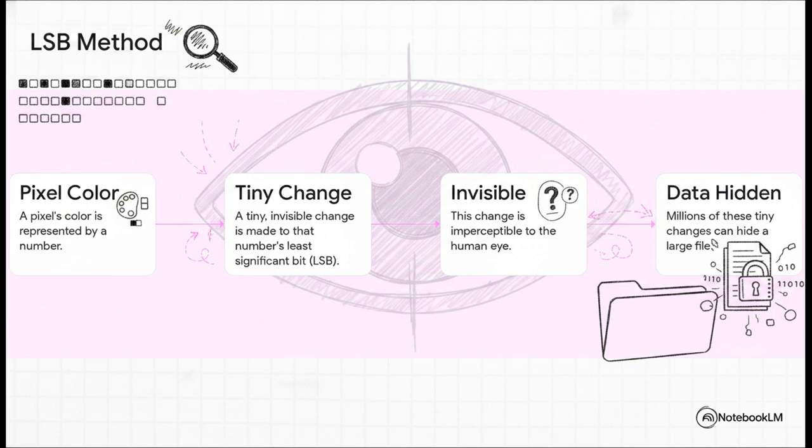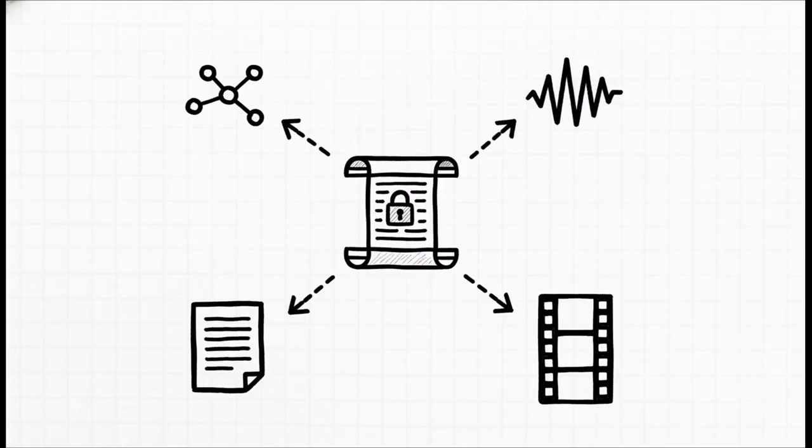Now imagine doing that across millions of pixels. Each tiny, unseeable change adds another bit to the secret message. And when you add up millions of those little bits, well, you can hide an entire file inside a perfectly normal-looking picture. And hey, this isn't just for images. This same basic idea can be applied to all kinds of media. You could hide a message in the tiny, inaudible frequencies of an audio file, or embed data across thousands of individual frames in a video. Heck, even a simple text document can hide information with invisible formatting characters. It's an incredibly versatile technique.